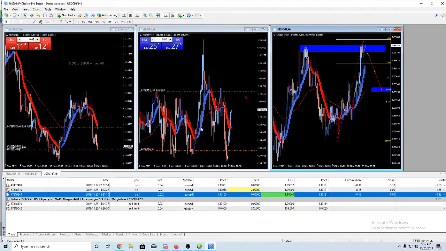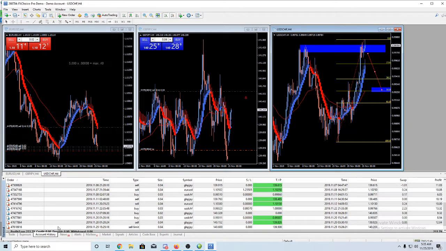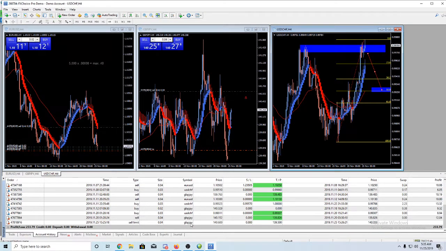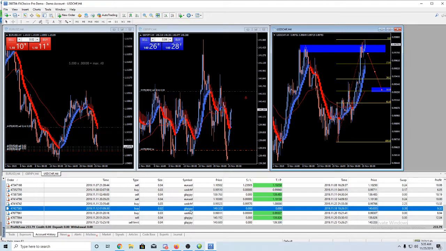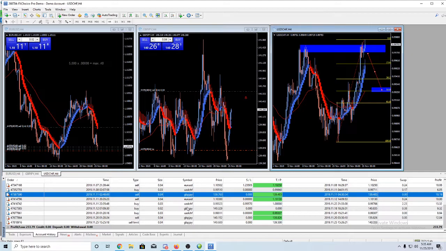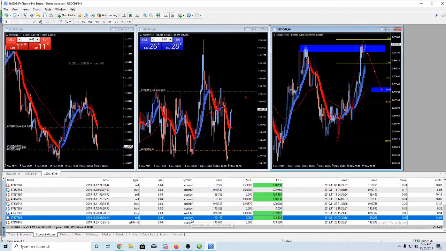I would prefer to be long on pound yen. In fact, I was long on pound yen over here. If you look at some history, I had some buy position where I went long. Although I guess I had some short setups that I took some short trades on. Closed out of that.